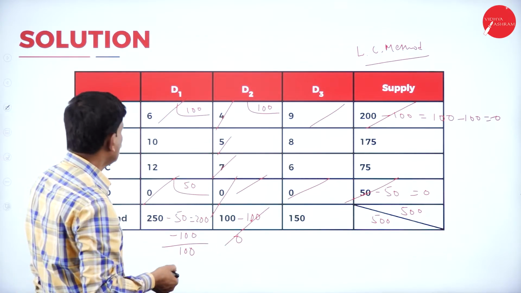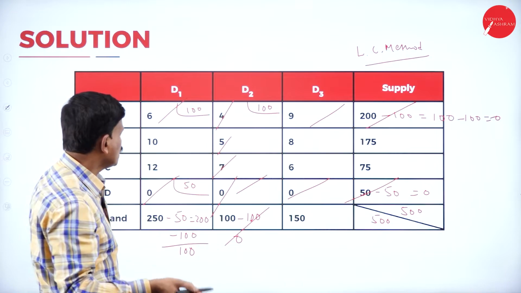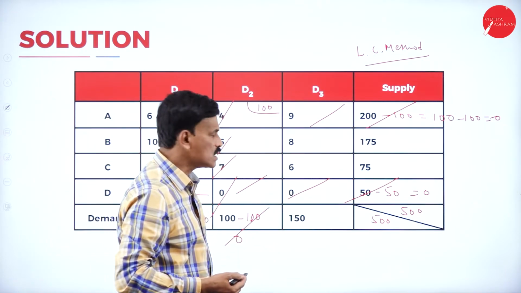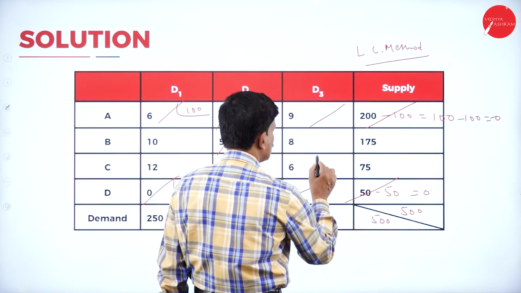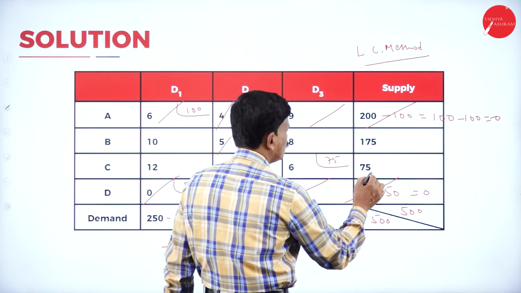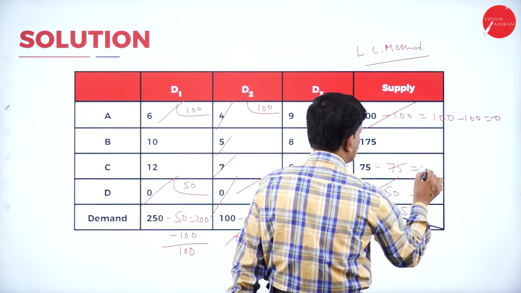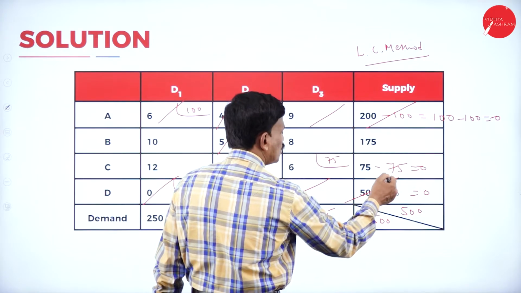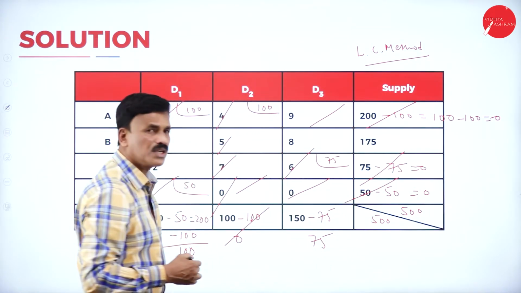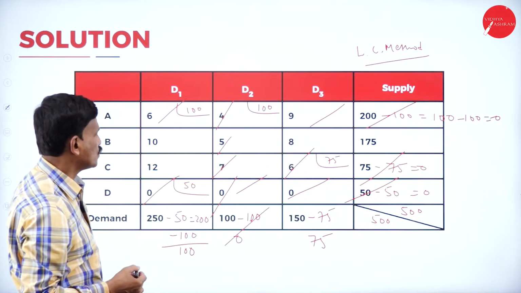Okay. Next, identify the next least element. Next least element is also 6. So, for 6, what is the demand? 150 and the supply is 50. This is the least value. You can take 75, the least value. 75 minus 75, 0. 150 minus 75 is 75. Once this becomes 0 means we can cancel that particular row.